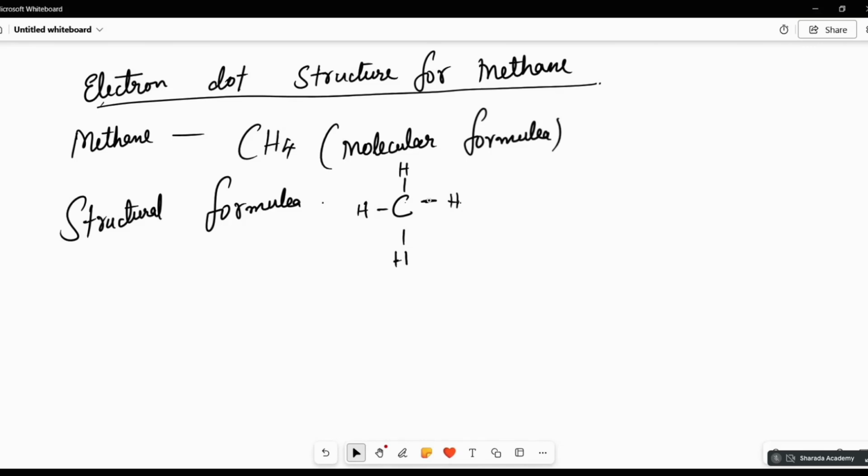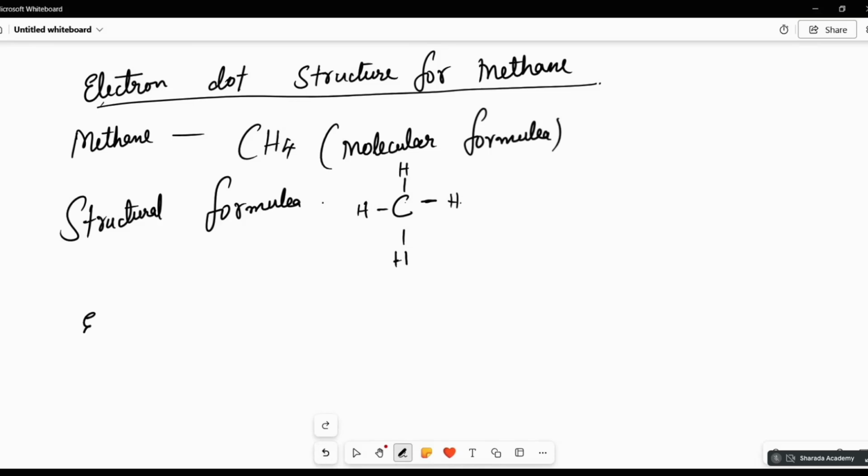See, carbon, its one electron is sharing with this one. I'm just naming them for your convenience, don't write this in the exam. If I mark it as 1, 2, 3, 4, one electron is sharing with this, and one hydrogen atom is sharing one electron with this. So one electron pair it is sharing, so it forms one bond. The structure you are writing is called the structural formula.